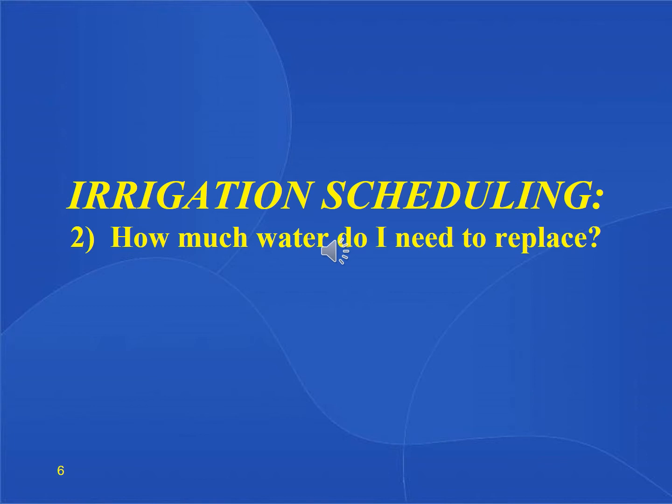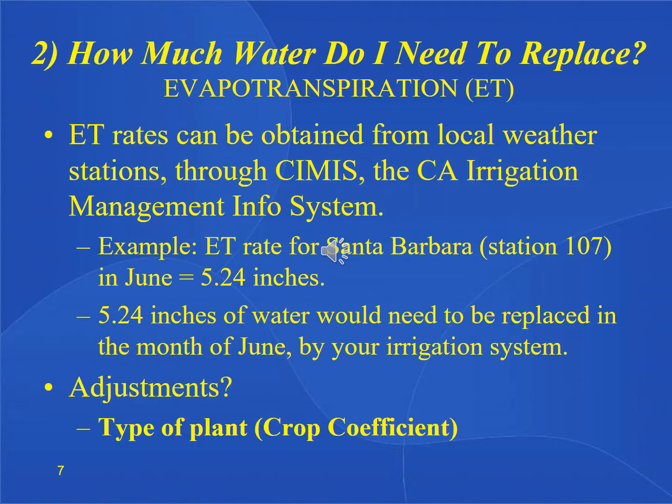All right, how do you determine how much water you need to replace? Number 2. How much water do you need to replace? That's the ET, or evapotranspiration rate, and those rates can be obtained from CIMIS, the California Irrigation Management Information System. Those are a system of weather stations throughout California. For example, the ET rate for Santa Barbara at Station 107, which is quite near Santa Barbara City College campus, the ET rate for Santa Barbara in June for that month is 5.24 inches. So 5.24 inches of water are evapotranspiring. They're leaving that landscape near that station in that month.